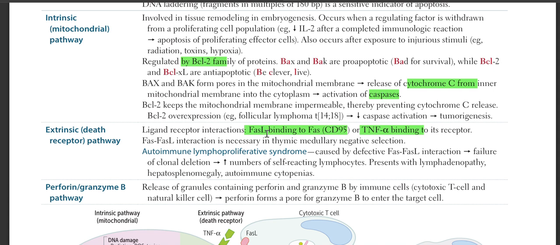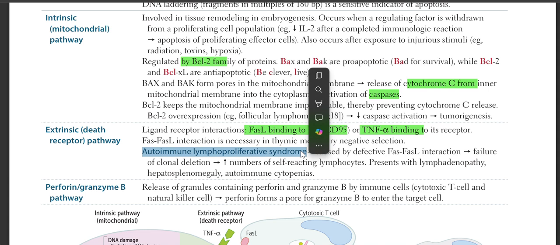Now here they've given us a rather interesting condition, which is autoimmune lymphoproliferative syndrome. What happens in autoimmune lymphoproliferative syndrome is that you have a defective apoptotic extrinsic pathway. Now, this is actually a side topic, but which immune cell undergoes the most amount of apoptosis? B cells. Yeah, so B cells, T cells.